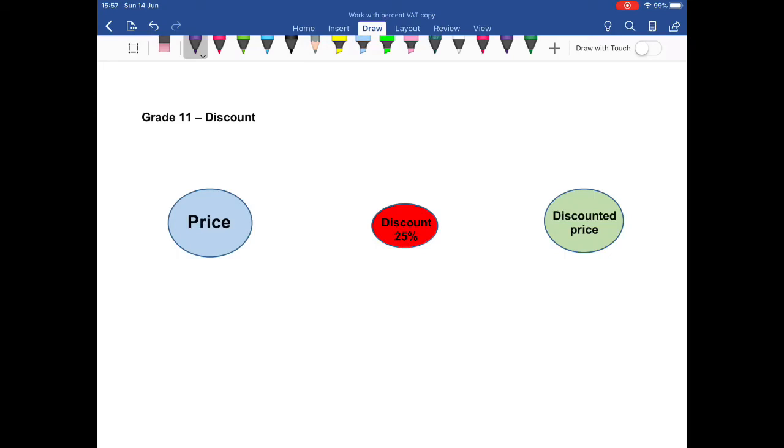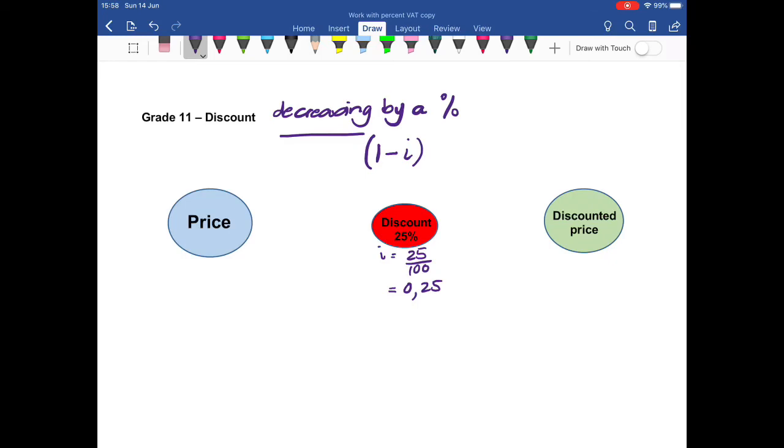The other one that we dealt with was discount, which is decreasing. So we are decreasing by a percentage. And what happens is we find 25%. Now remember, i equals 25 over 100, which will equal 0.25. When I decrease, I subtract. So I'm taking my one item and I'm going to subtract the i from it.